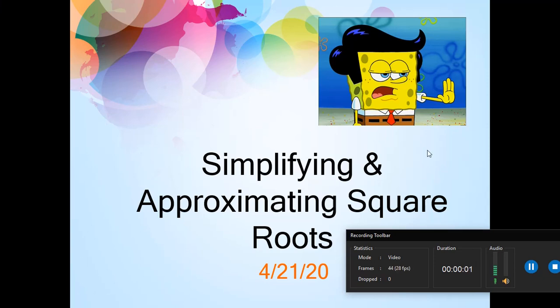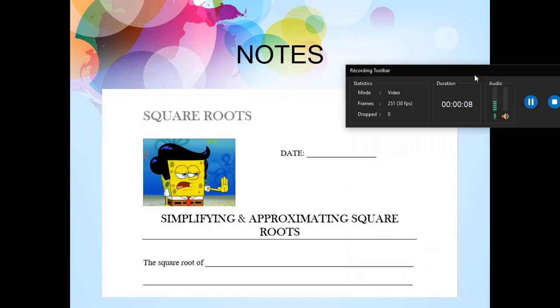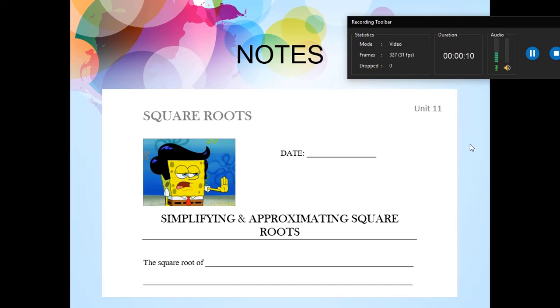Today's topic is simplifying and approximating square roots. Today is April 21st, and this is the note packet that you'll need for today's lesson.